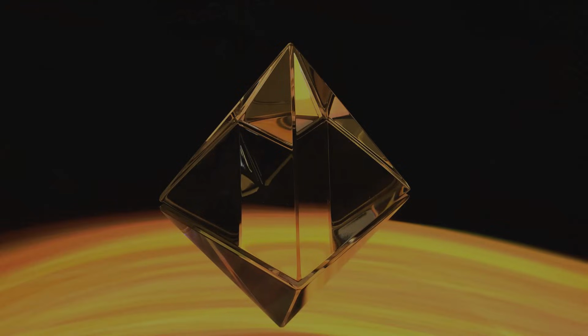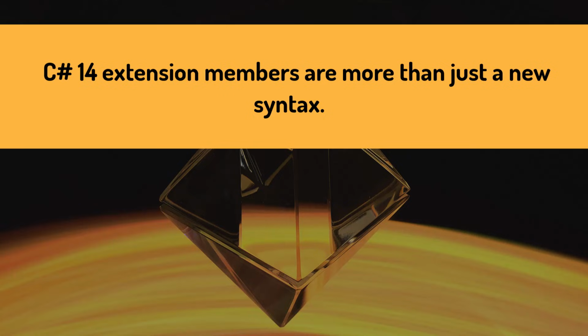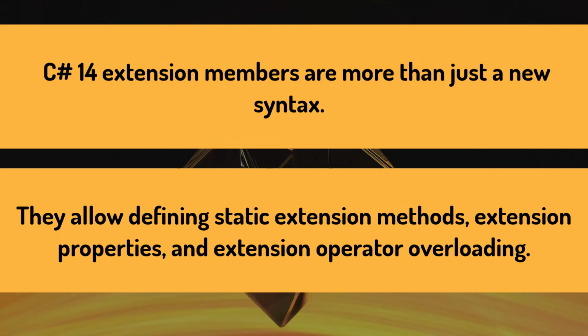To summarize, C#14 extension members are more than just a new syntax. They bring capabilities that weren't possible before: static extension methods, extension properties, and extension operator overloading. These give us much more control over how we extend types we don't own.